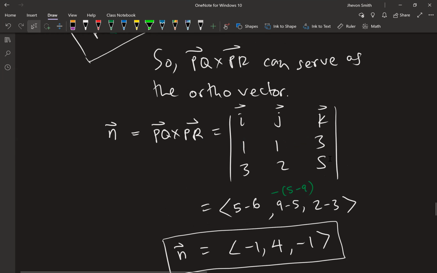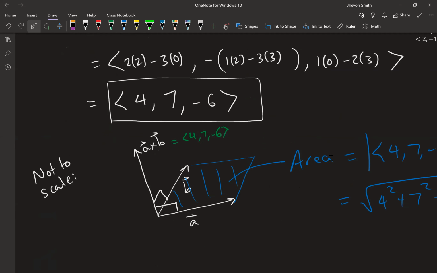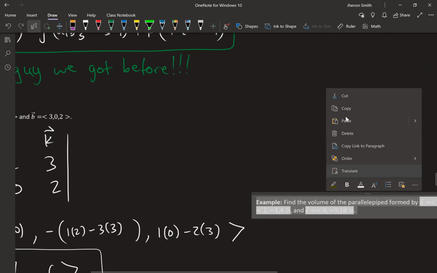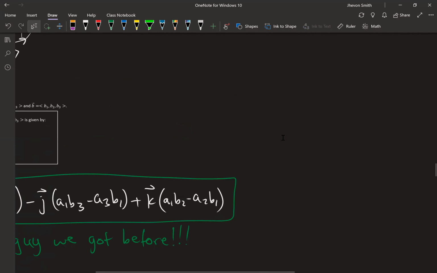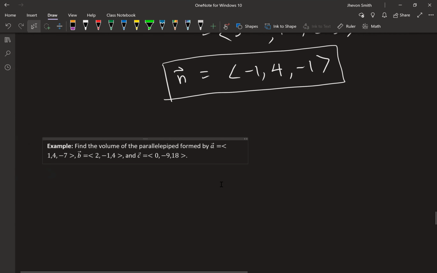Okay, so this is one use of a cross product. If I find two vectors that are in a plane and they're not parallel, I can actually find a vector that's orthogonal to the plane by taking the cross product of those two vectors. This is very useful for talking about the direction of the plane. Here's another one. Here's another example.